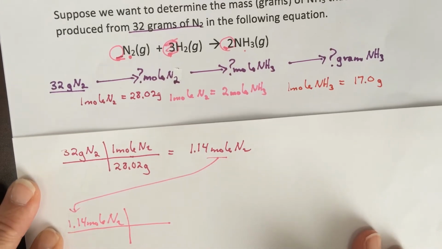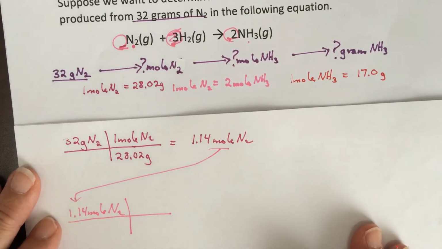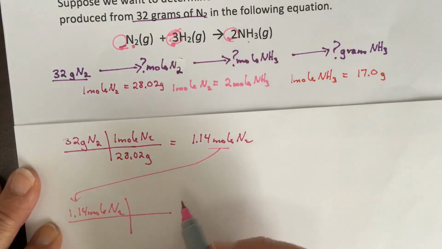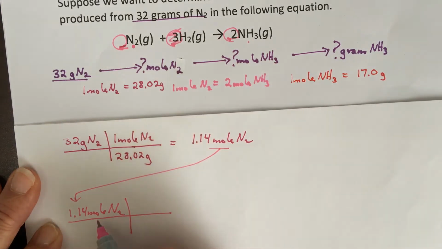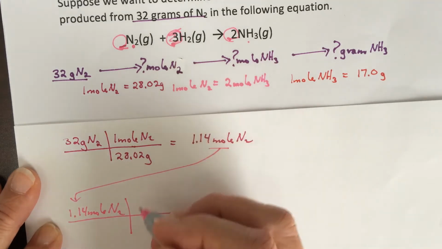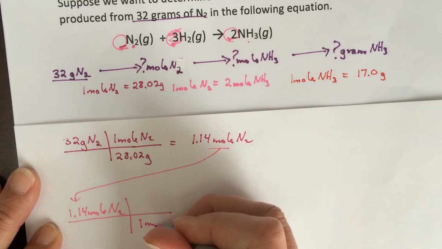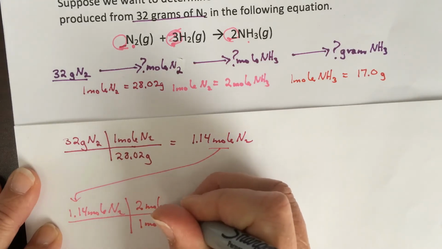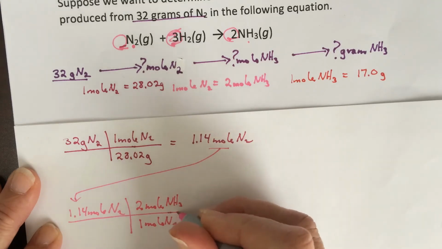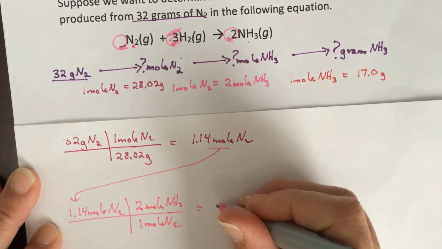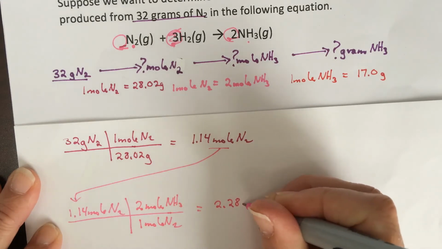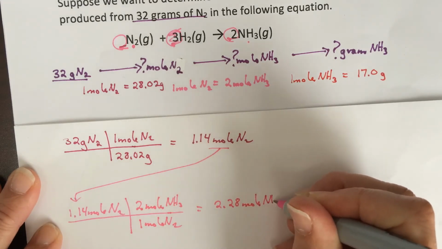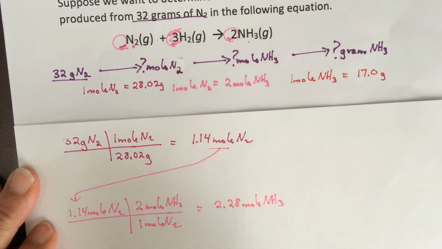I could also use the recipe method here if I wanted to, but we're going to use the coefficients. We want moles of nitrogen to disappear, so I'm going to put the moles of nitrogen in the bottom, and I'll put my 2 moles of ammonia in the top. So I'm going to end up with 2.28 moles of the ammonia. Nitrogen will have canceled out, and 1.14 times 2 is 2.28.